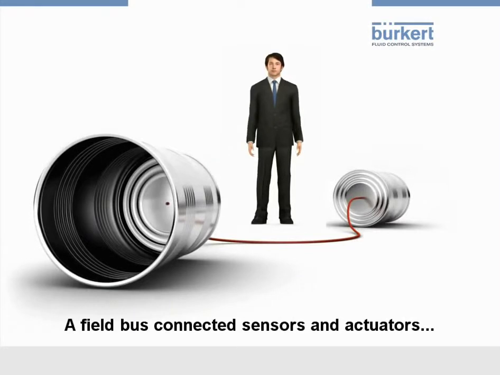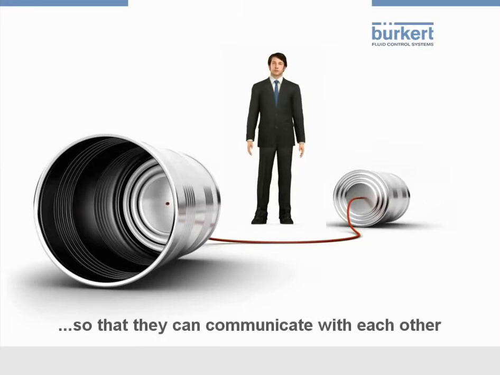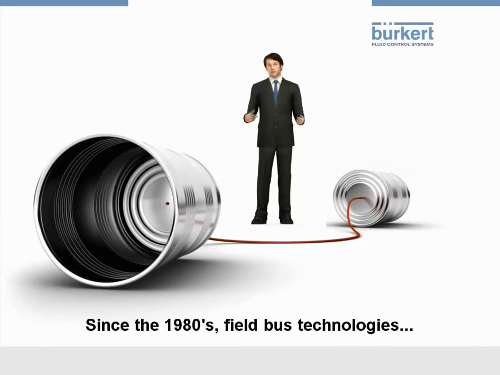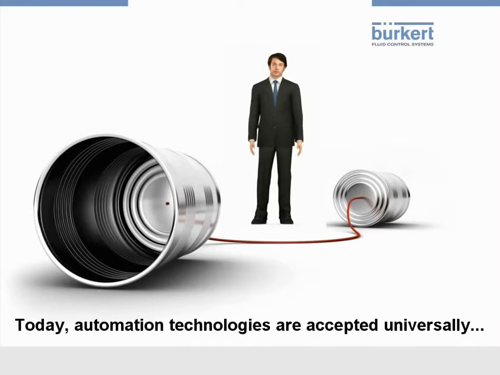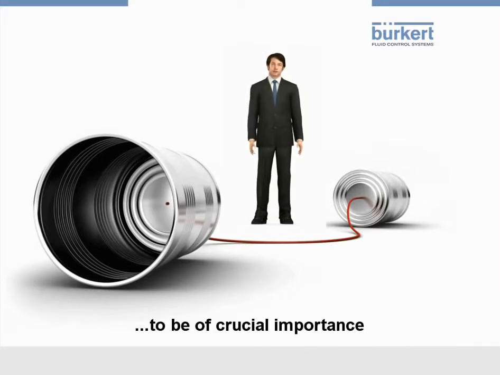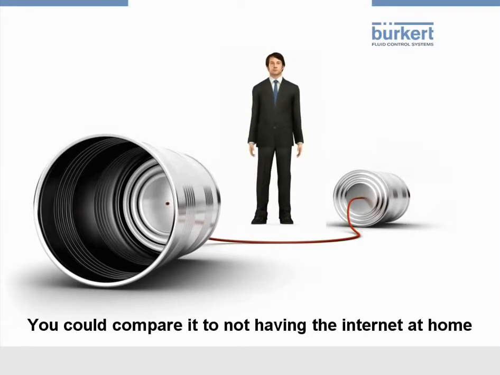A field bus connects sensors and actuators within a plant to a control device so that they can communicate with each other. Since the 1980s, field bus technologies have grown to become standard within the market. Today, automation technologies are accepted universally to be of crucial importance. You could compare it to not having the internet at home.